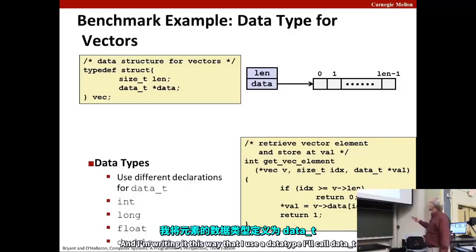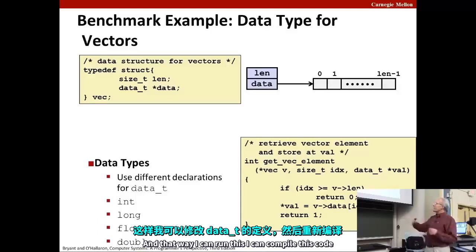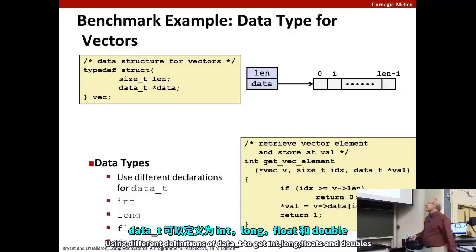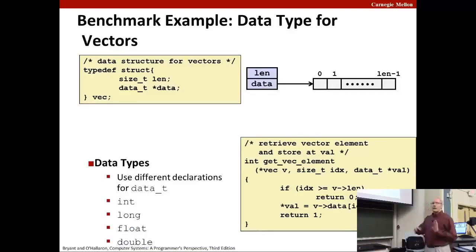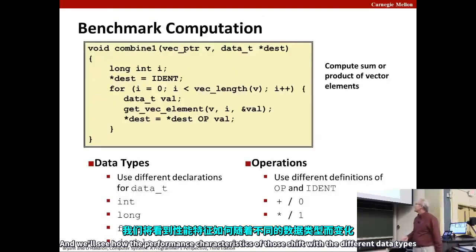And I'm writing it in this way that I use a data type I'll call data underscore t, and that way I can compile this code using different definitions of data underscore t to get ints, longs, floats, and doubles. And we'll see how the performance characteristics of those shift with the different data types.